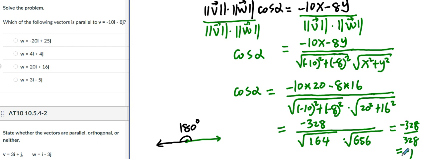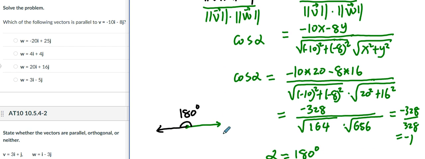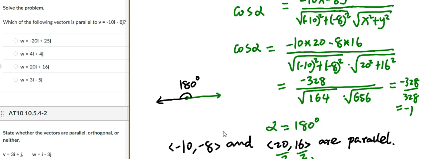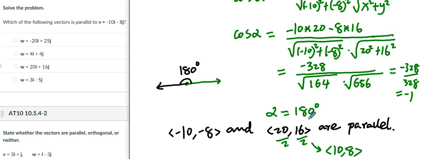That tells us that cosine alpha is negative 1. What is alpha? Cosine 180 is negative 1, cosine 0 is positive 1. So this tells us that the two vectors are in opposite directions. Then, of course, they are parallel. So alpha is 180 degrees. So vector 20i plus 16j and v, negative 10i minus 8j, are parallel to each other.